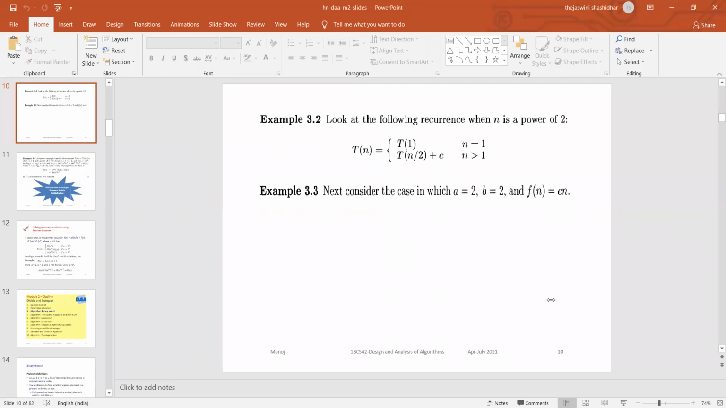Okay. So now you come to this particular example 3.3. They have given the values: A is equal to 2, B equals 2, F of n is equal to Cn. Can you find the order of growth? Can you tell what is the condition, whether it is A less than, A equals, or A greater than? Tell the condition using the master theorem.